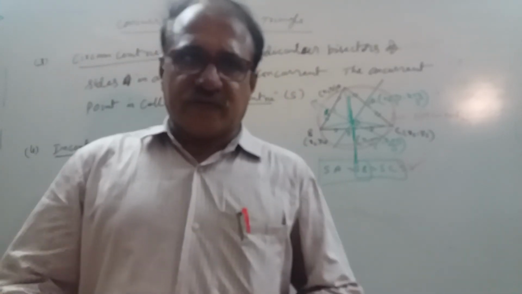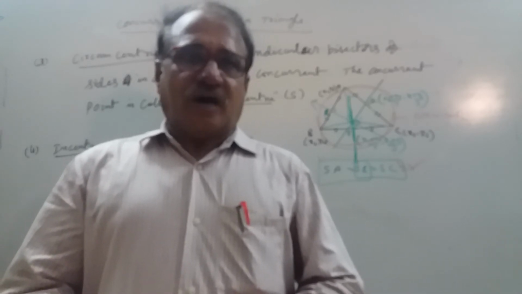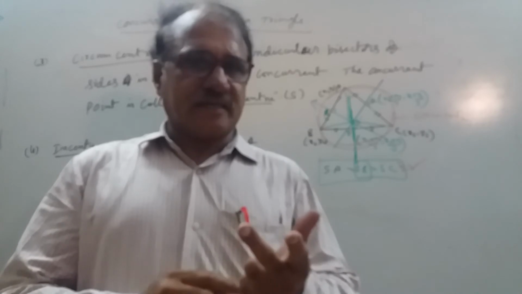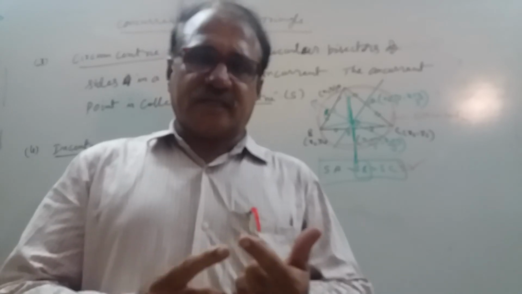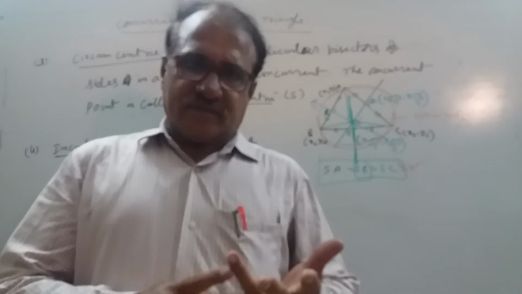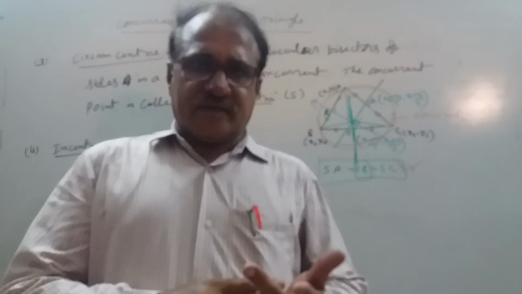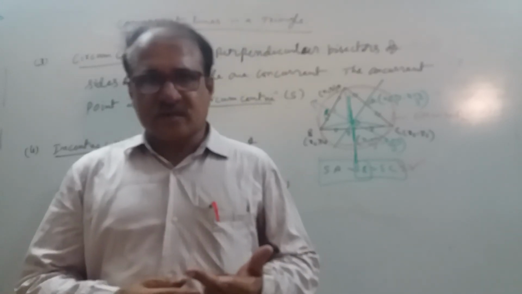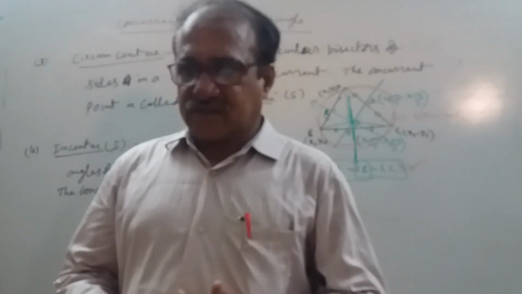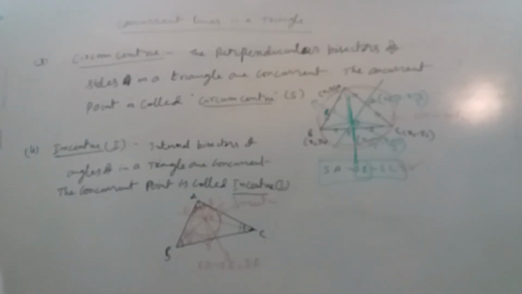Okay. Now we will go to how to find the centroid, incenter, orthocenter and also circumcenter. The centroid and incenter may come in the 2 marks pattern, and the orthocenter and circumcenter may come in the 7 marks pattern.